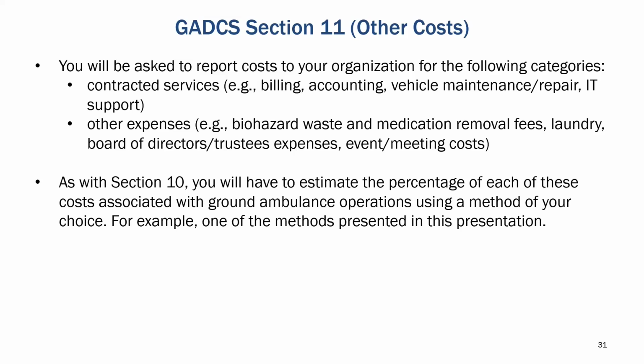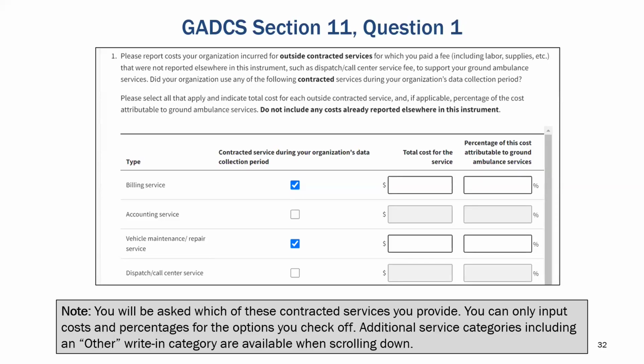Thanks, Andrew. On this slide, we move on to reporting for section 11 on other costs. Just like the previous section, your organization will report total costs for the services that are either partially or fully related to ground ambulance services, and the share of those costs that are related to ground ambulance operations. The first question in this section asks you to report any contracted service costs that you did not previously report in the labor section or anywhere else in the data collection instrument.